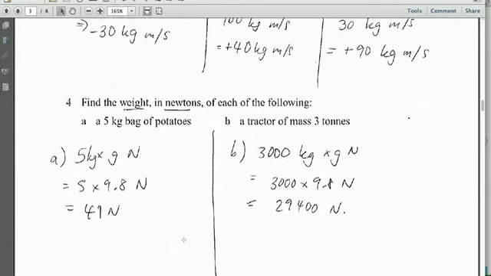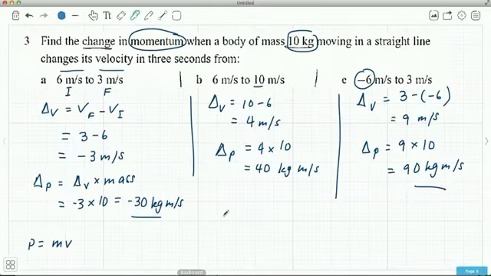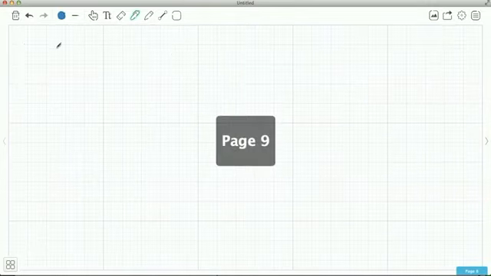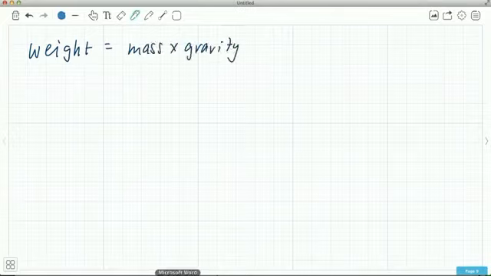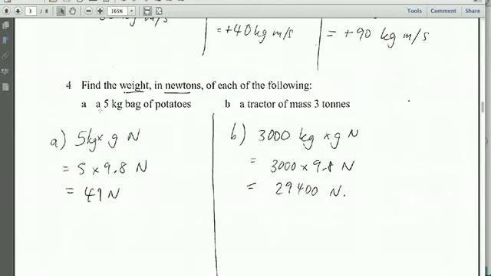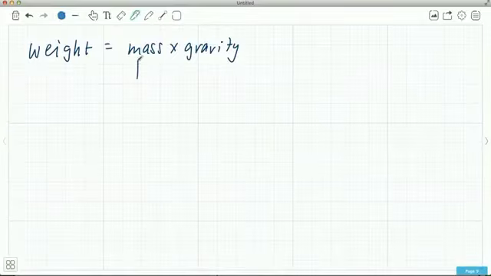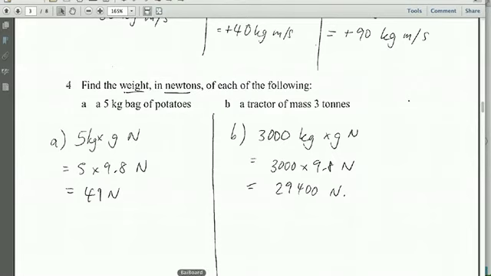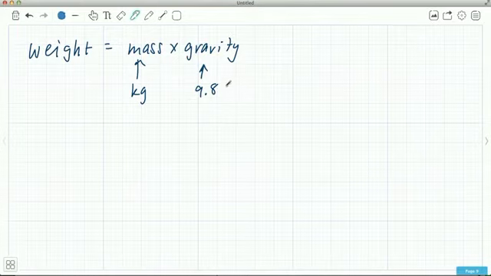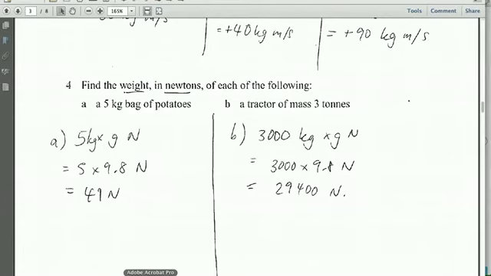The next one is finding weight. Weight is easy. Weight equals mass times gravity. So in this example you've got a 5 kilo bag. Mass has to be in kilos, gravity is 9.8 meters per second squared. We're looking for weight, so it's in newtons. And you just multiply them together. So 9.8 times 5, it's a 5 kilo bag, so it's 49.